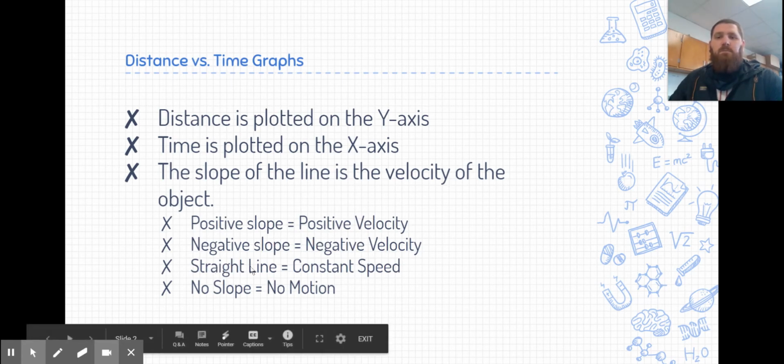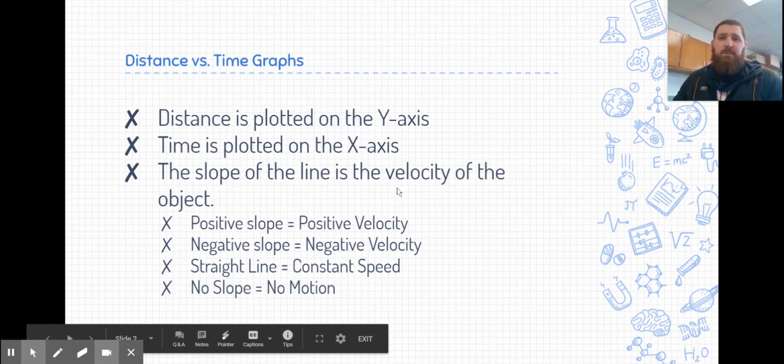A straight line indicates that it has a constant speed. So that line can still be sloped or angled. That's just going to indicate a constant speed, assuming it doesn't have a bend or any turns in it at all. And then no slope, meaning a flat line, means no motion at all.